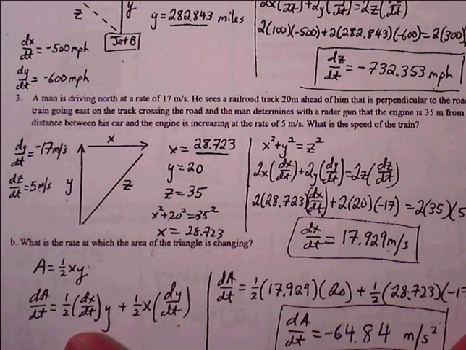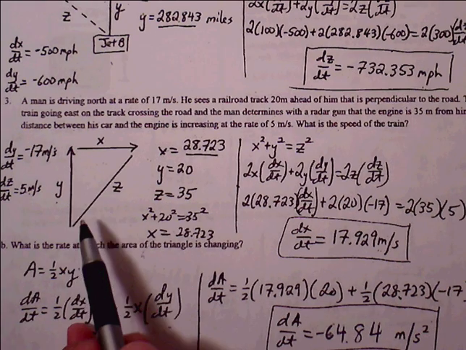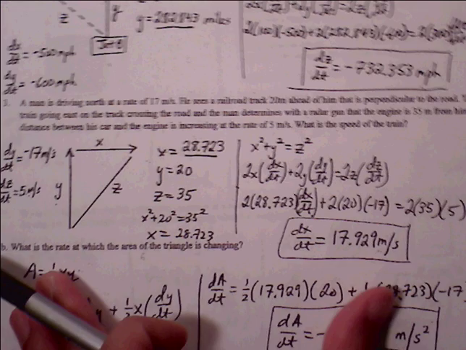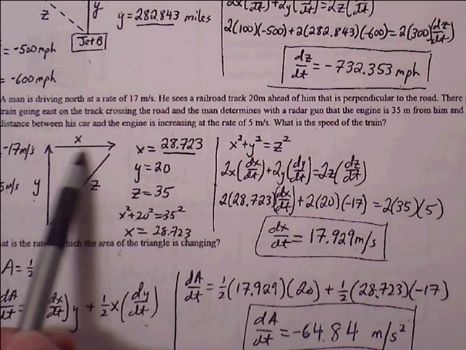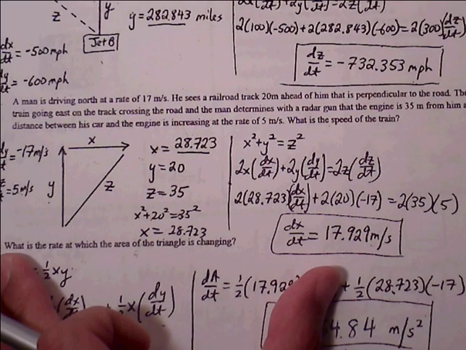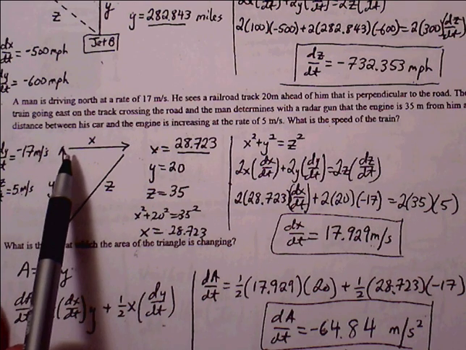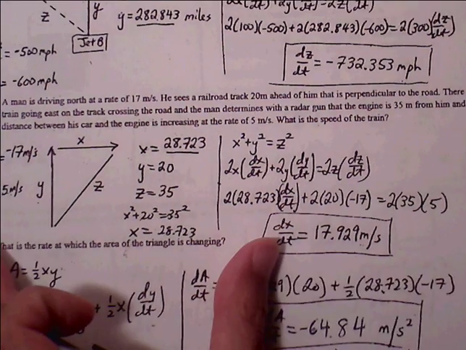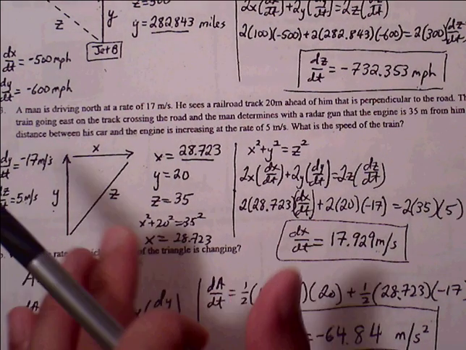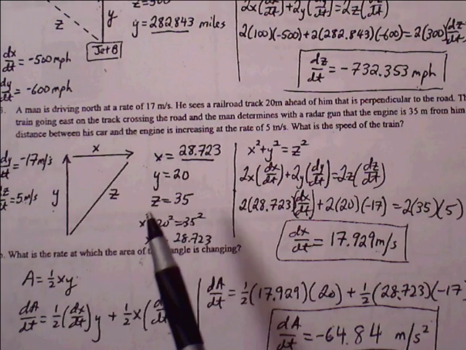All right, number 3. A man is driving north at a rate of 17 meters per second. He sees a railroad track 20 miles ahead of him that is perpendicular to the road. So here, this is the train track. There is a train going east on the track crossing the road when the man determines with a radar gun that the engine is 35 meters from him, and the distance between his car and the engine is increasing at a rate of 5 meters per second. What is the speed of the train?